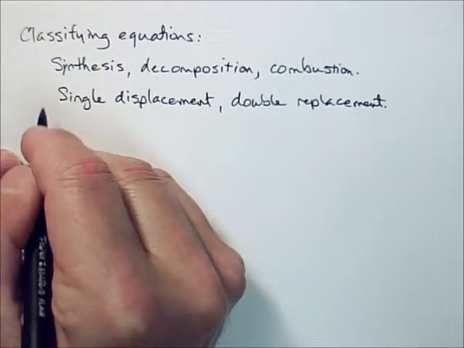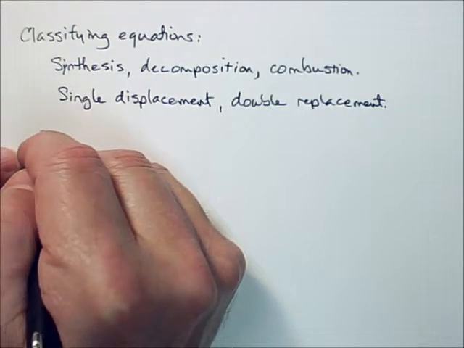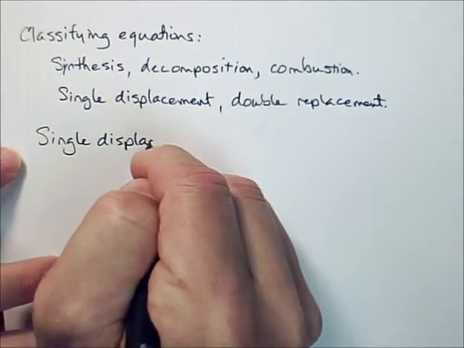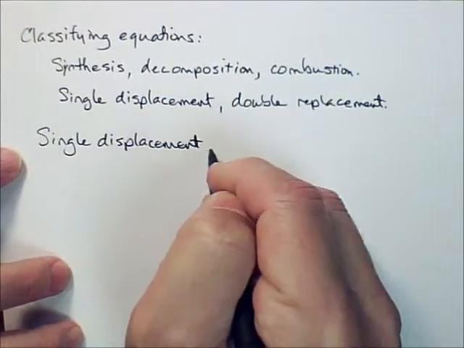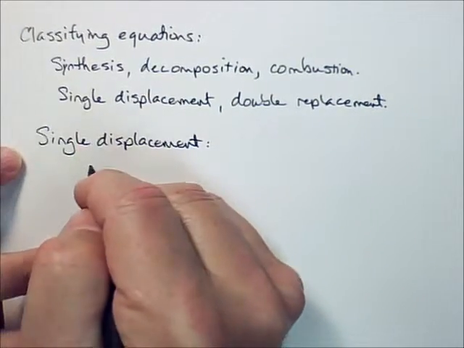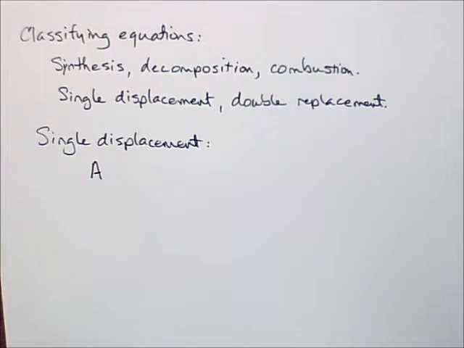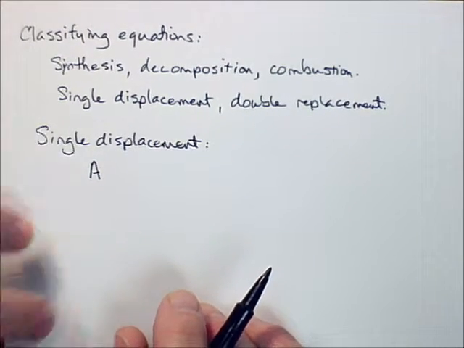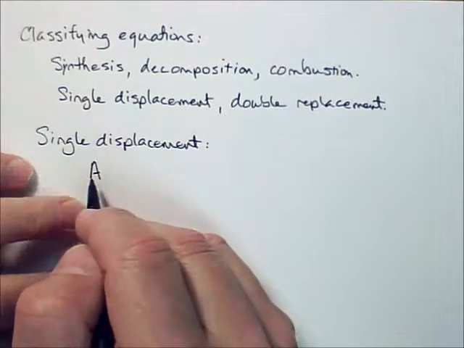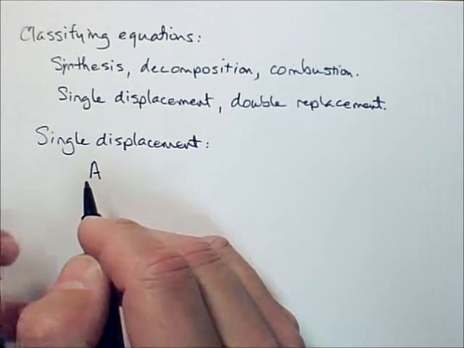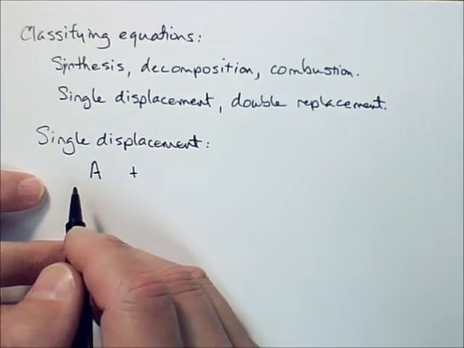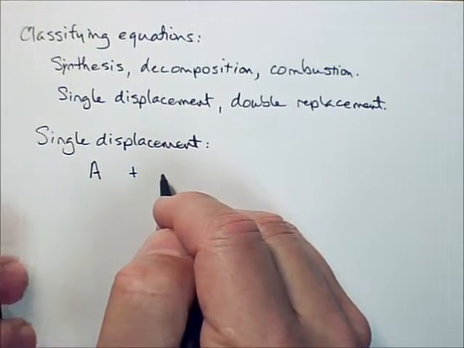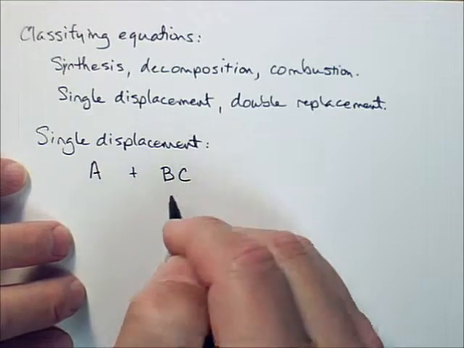So, excuse me, the general form for single displacement looks like this. We have a very simple elemental substance. It might be a metal or it might be a halogen. We're going to start with the way it would behave if it were a metal. And we're going to react, if a reaction occurs at all, the metal with a compound that contains a metal ion.